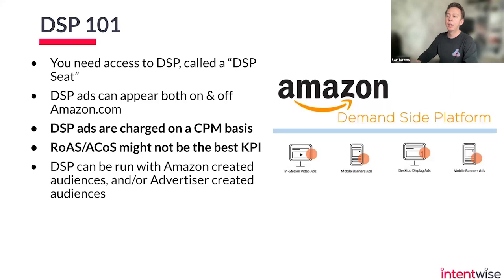And then we'll get into some of this a little bit later on as well, but when looking at DSP, ROAS and ACoS might not be the best KPI. That might make a lot of you grimace over there who are listening to me because you've heard this before, but there are real reasons why DSP needs to be looked at slightly differently than your sponsored ads, and we're going to break that down for you. And then lastly, DSP can be run with either Amazon-created audiences or advertiser-created audiences, and this is one of the main benefits to using DSP: the audiences that are available.